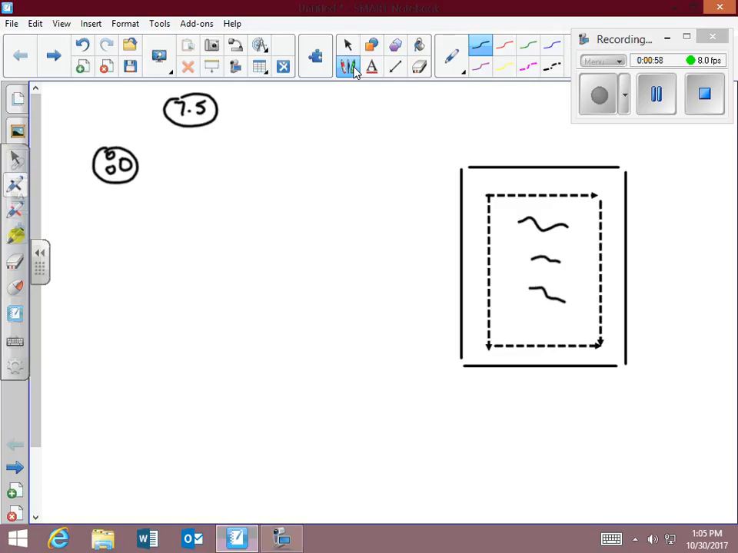And that border, it says the page of a book measures 6 inches by 9. So the distance from here to here is 6 inches. And then from here down to here, it's 9 inches.